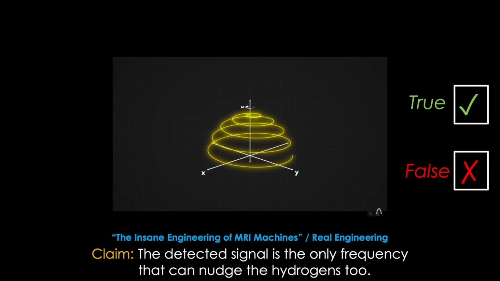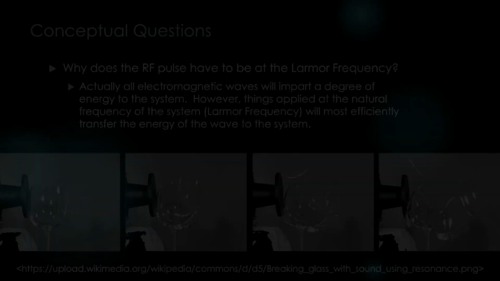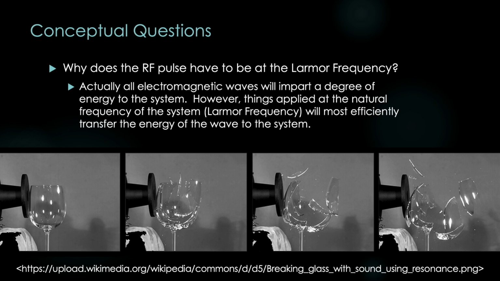We're going to give both a true and false on this, and just make a slight point to avoid any future conceptual issues. This isn't such a clear-cut fact, and as we discussed in Lecture 1, all electromagnetic waves will impart energy to the system, but ones near the Larmor frequency, which is the natural frequency of the system, will most efficiently transmit that energy. This is the resonance in magnetic resonance imaging.